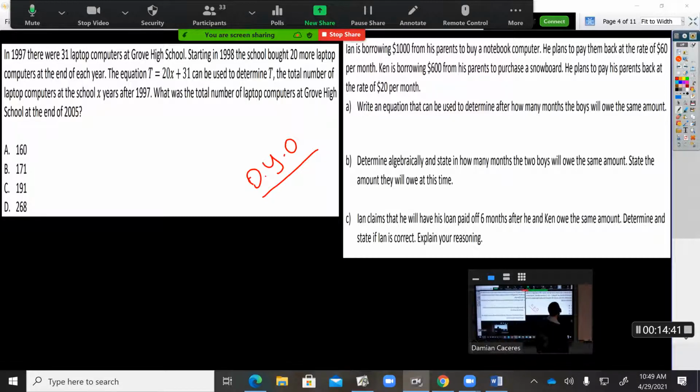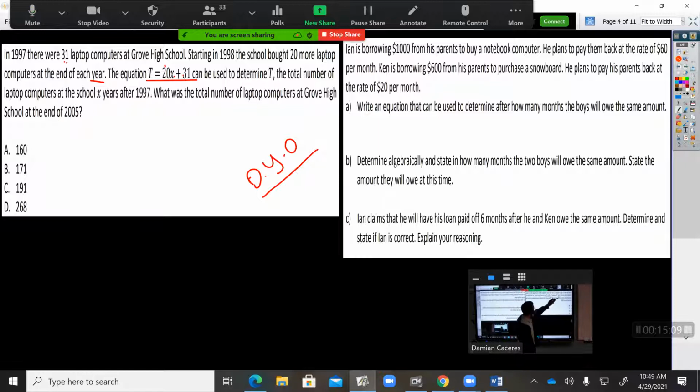All right, so here it says, in 1997, there were 31 laptops, right? Either way, when I start reading and I see an equation, I usually stop reading because the equation tells me that the starting point is 31. It also tells me how much it's increasing each whatever that is, years, months, whatever. So as we read, we're going to find out that it's years they're talking about.